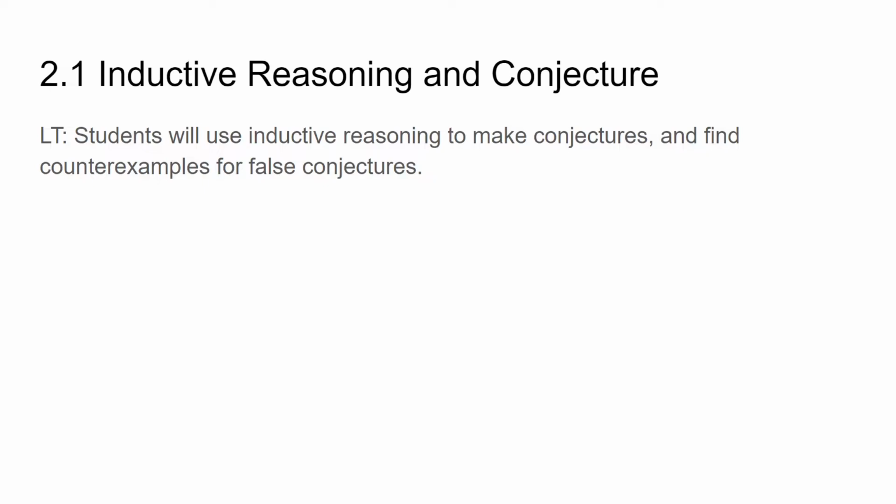So this is 2.1, inductive reasoning and conjecture. By the end of it, the plan is that you guys will be able to use inductive reasoning to make some conjectures. You'll see what that means, and to find counterexamples and be able to prove when something's not true. And I'll show you what that means too.